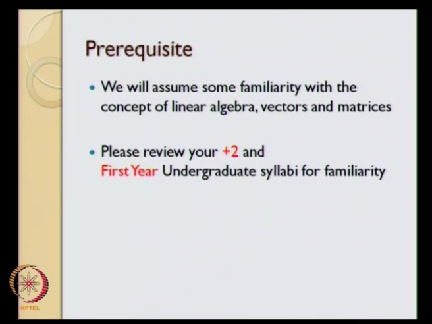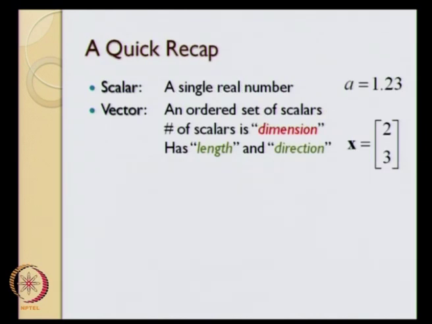What I will do in the next few minutes is just go over some of these concepts. What do we mean by scalars, vectors, what are matrices and so on. Okay. So a quick recap. So the question, what is a scalar? A single real number in this particular case is what I define as a scalar. So an example over here is a equal to 1.23. This is going to be a scalar. So it is just a single number, and we are restricting ourselves only to real numbers.